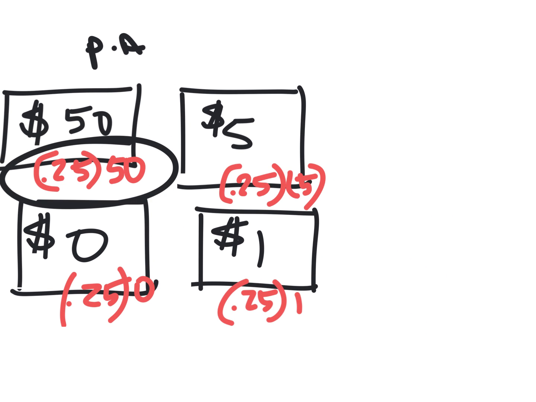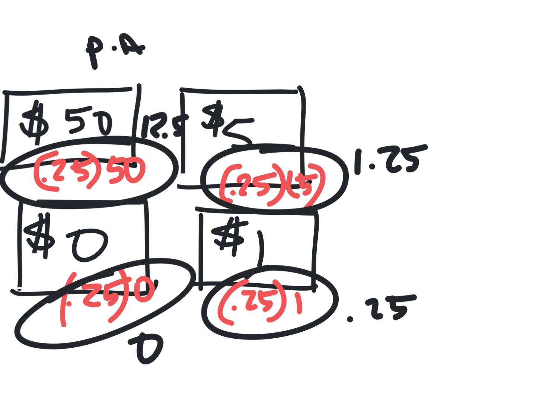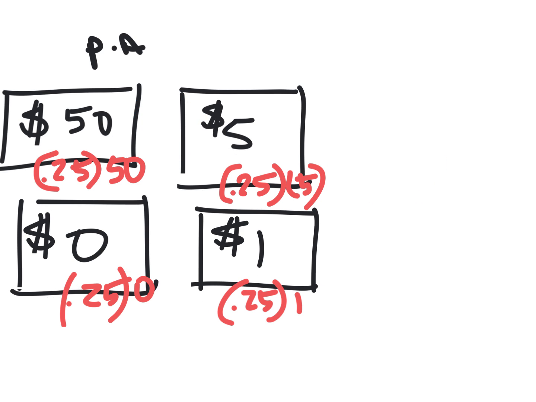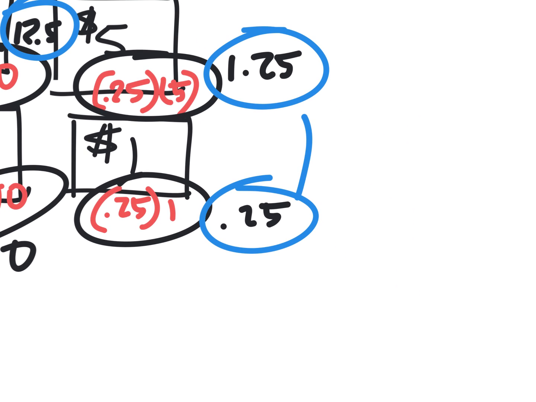Not easily. So half of 50 would be $25. So half of that is $12.50. So this part is worth 12.5. This part here is 1.25. This part here is 0.25, and this part here is 0. Add them all up. I'm going to add these two together first. $1.50 plus the $12.50 is $14. Raise your hand if you had 14. Awesome.